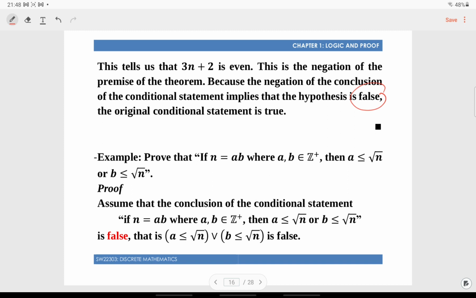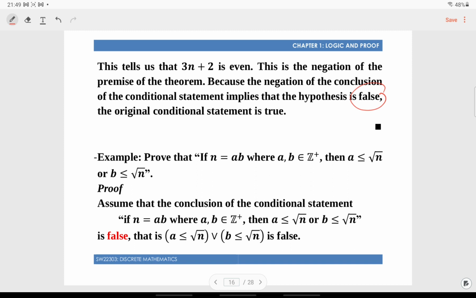Okay, we have another example here. Prove that if n equals ab, where a and b are positive integers, then a is less than or equal to square root of n, or b is less than or equal to square root of n. Okay, again. So let's see how to prove this theorem, this statement.